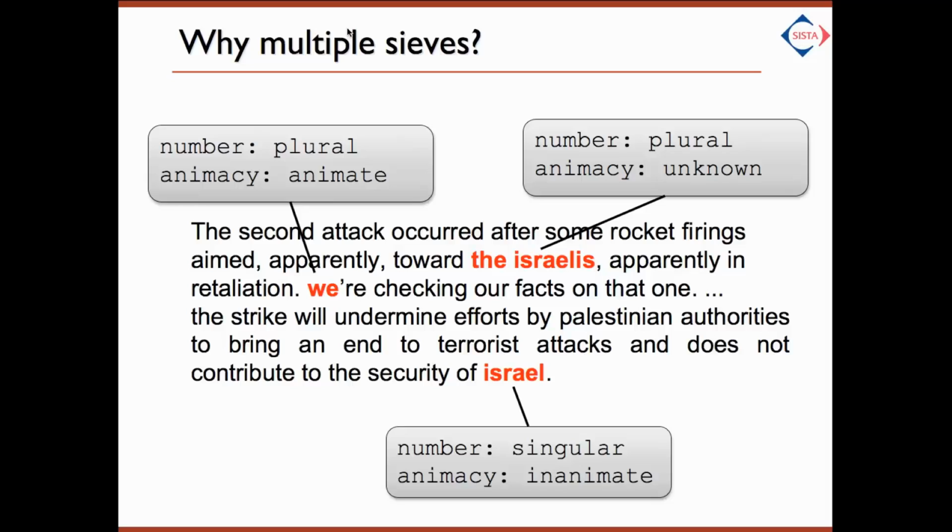Then we look at "we", which is easy. We know it's a being and it's plural. Israel, this is the country, so we know it's singular and inanimate. Yes? Could be, but this is the actual output of the system. And it's, yes. Well, it's unlikely to be, yeah, go ahead.